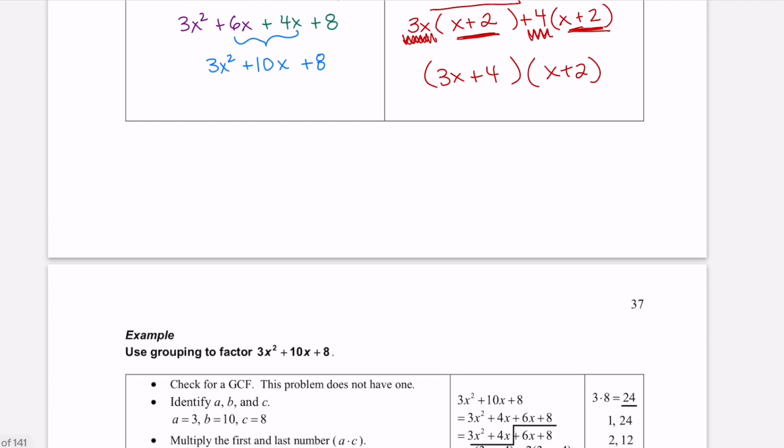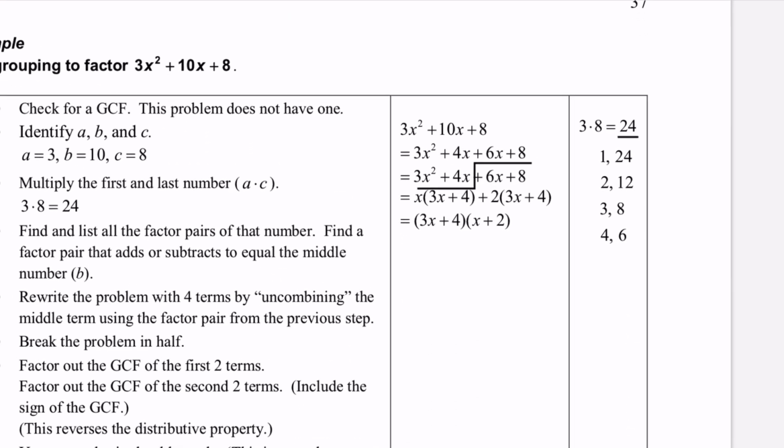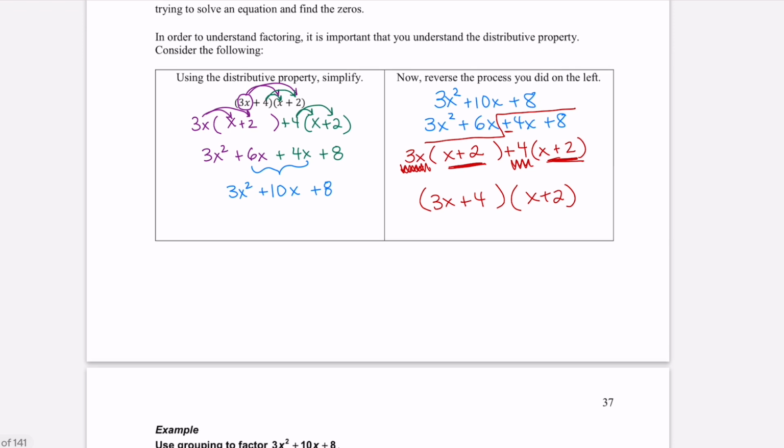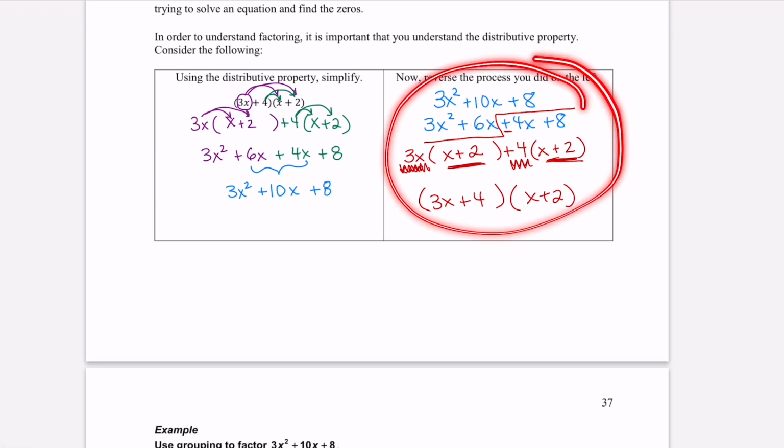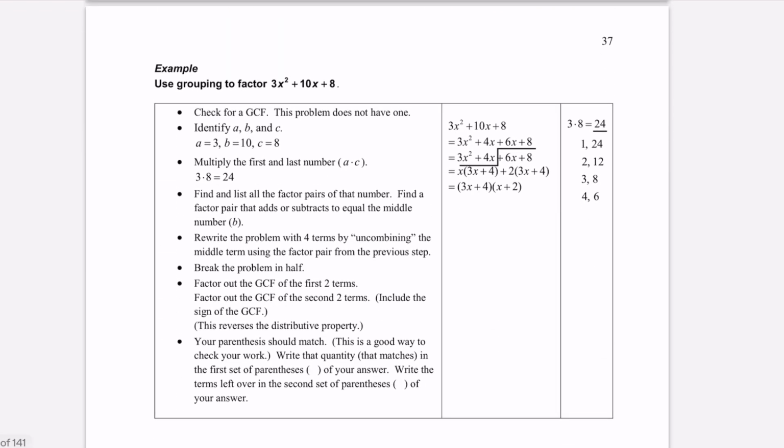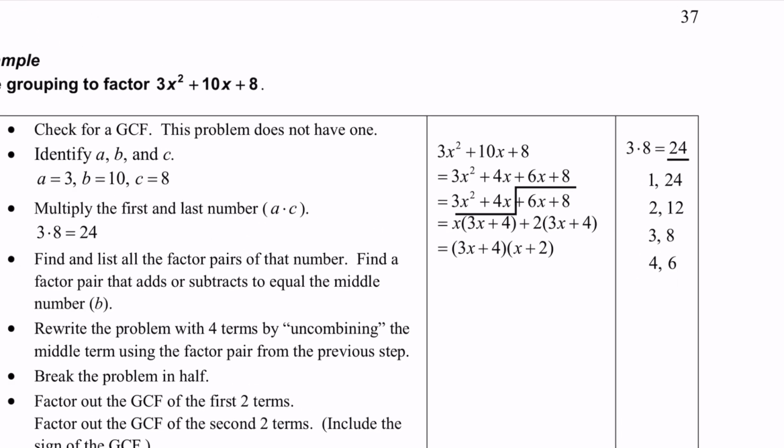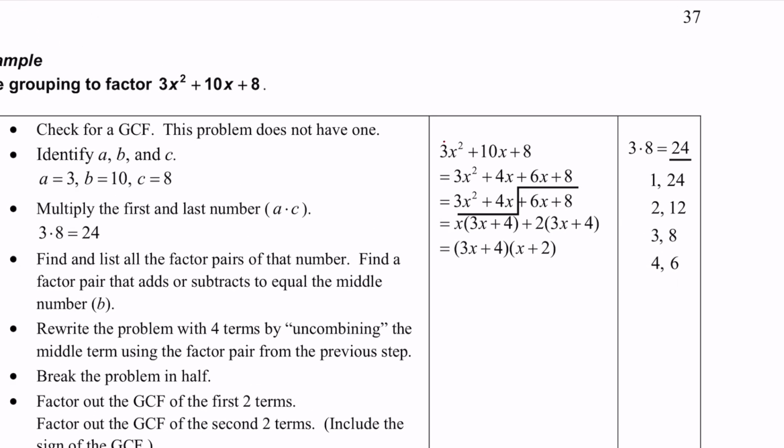Okay, so if I'm looking here, this is the exact same problem I looked at here, 3x squared plus 10x plus 8. The first step is you're going to multiply the first and the last numbers together. So 3 times 8 is 24. We can identify, we are going to multiply our A and our C together. This is our first value and this is our last value.